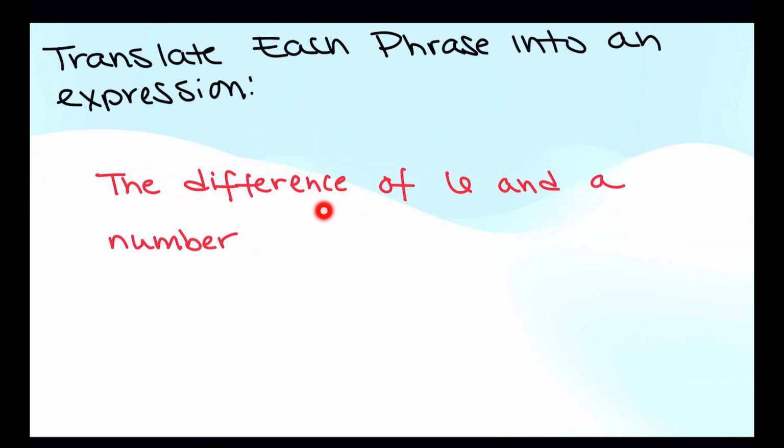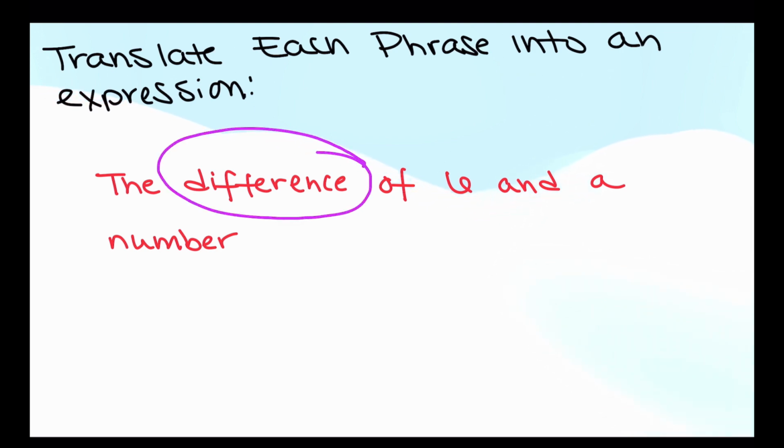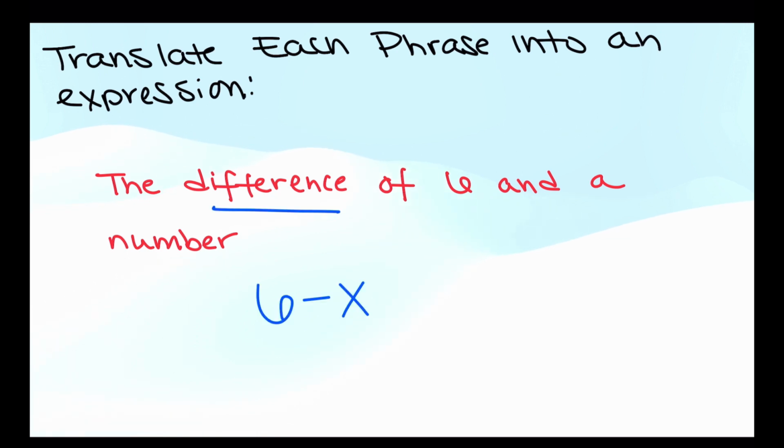All right, what about the difference of 6 and a number? This word difference means subtraction. So we are subtracting 6 and our unknown number, or x. Now, unlike addition, with subtraction, the order does matter. And when you see this word difference, you're always going to list the terms in the same order as in the sentence. So the difference of 6 and x would be written as 6 minus x.